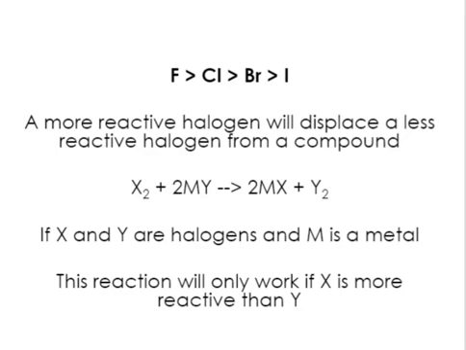If you look at that equation, the X2 is going to be the halogen element coming in, and MY is going to be the metal halide compound. So it's a compound that's formed from a metal reacting with a halogen, and that's going to be a metal halide. That reaction is only going to work if X2, the halogen, which is just an element, is more reactive than Y, then you will have a reaction. If X is less reactive than Y, then you're not going to have a reaction.